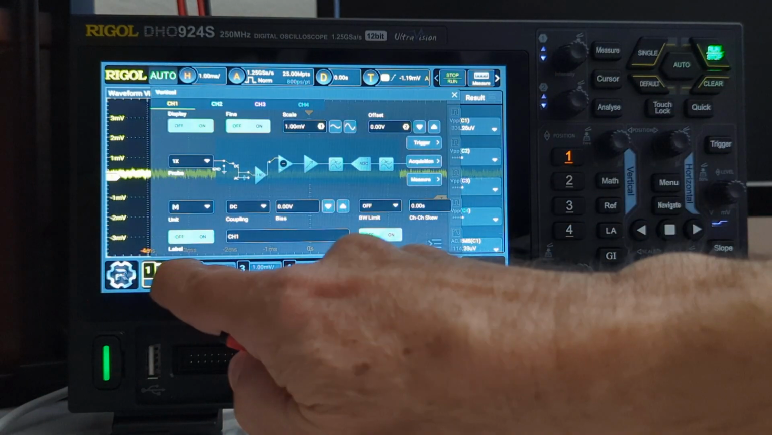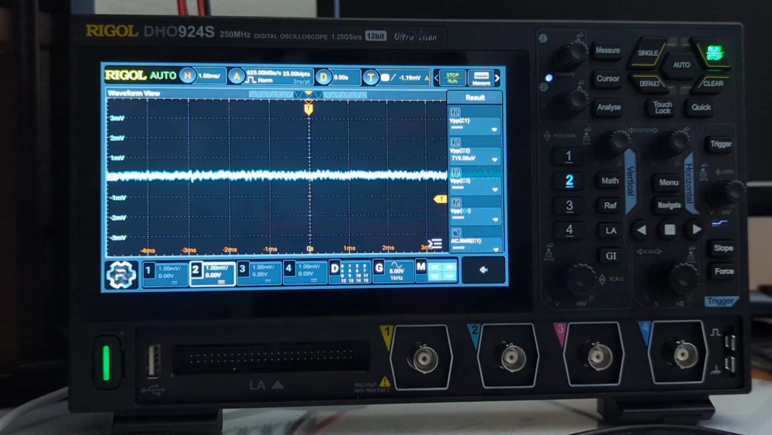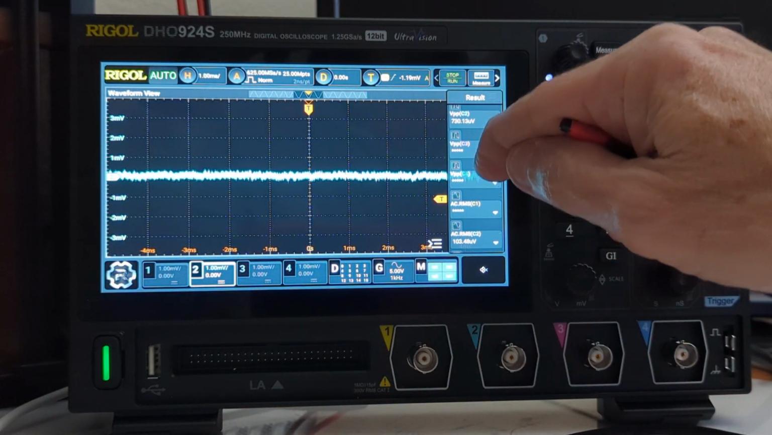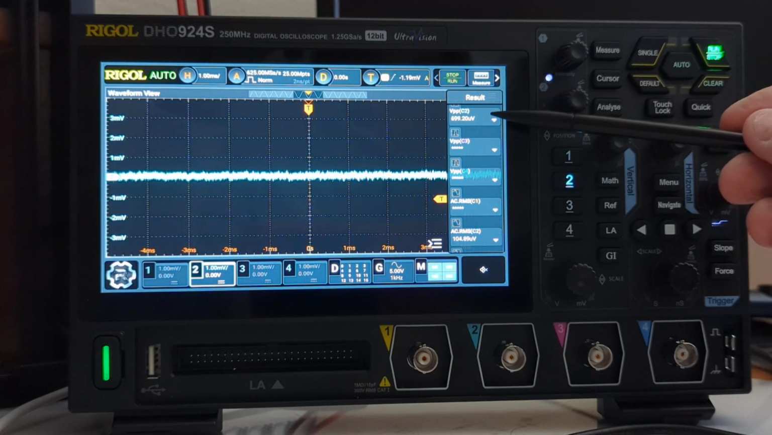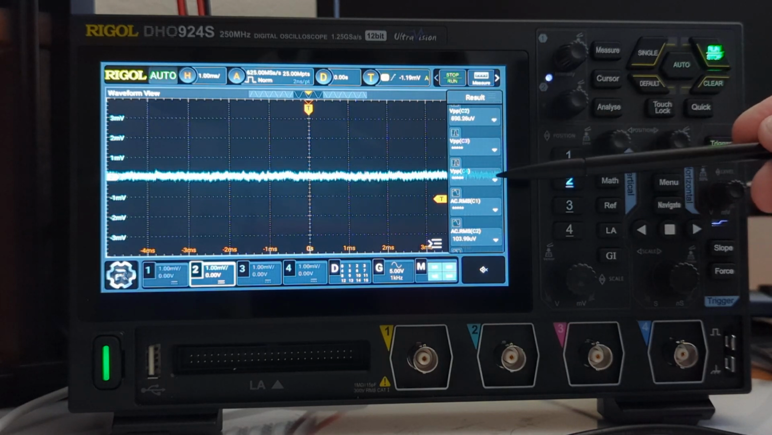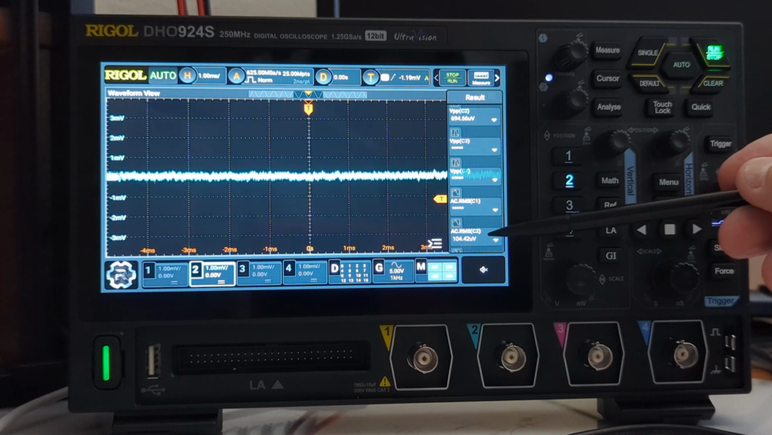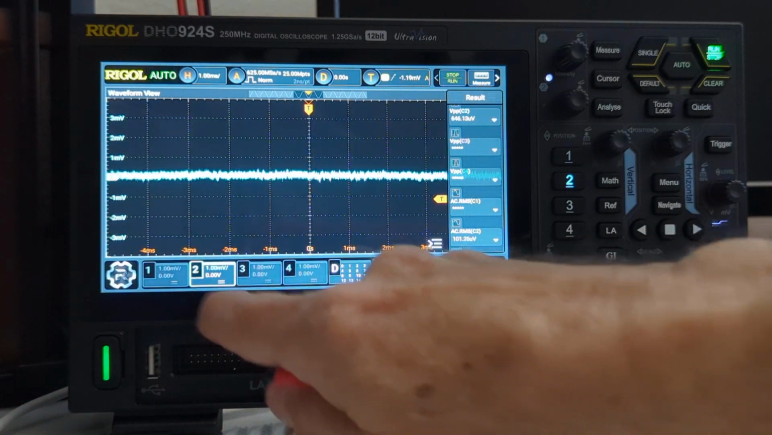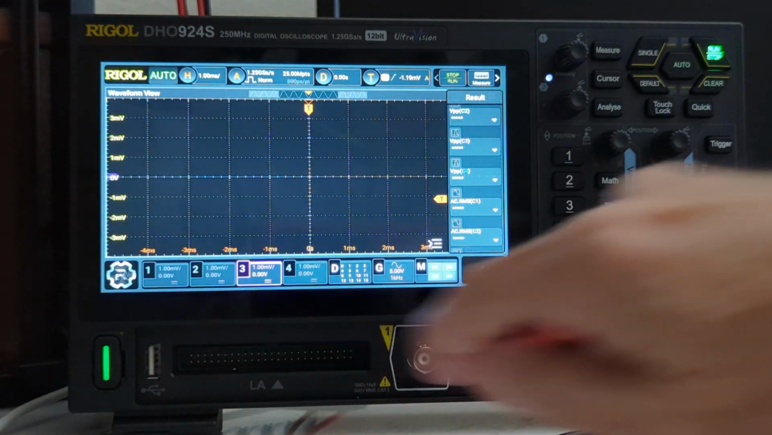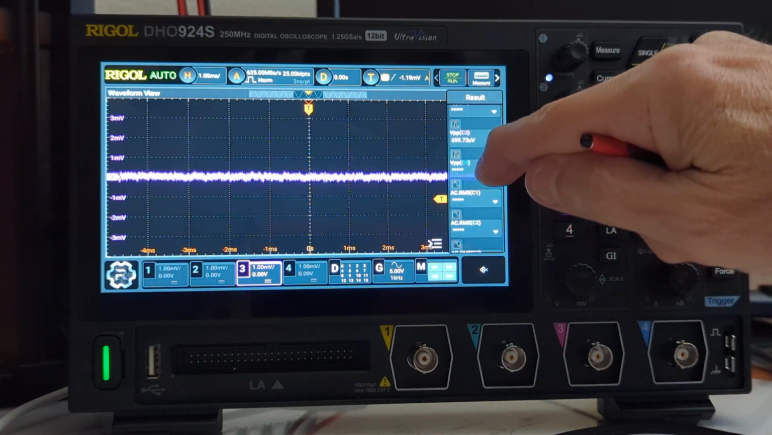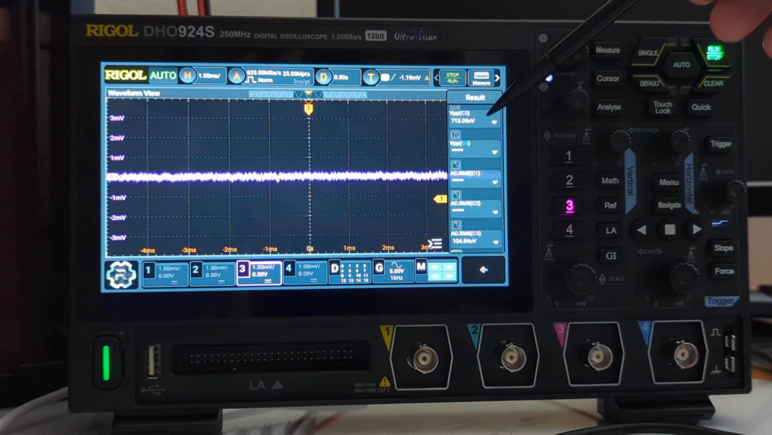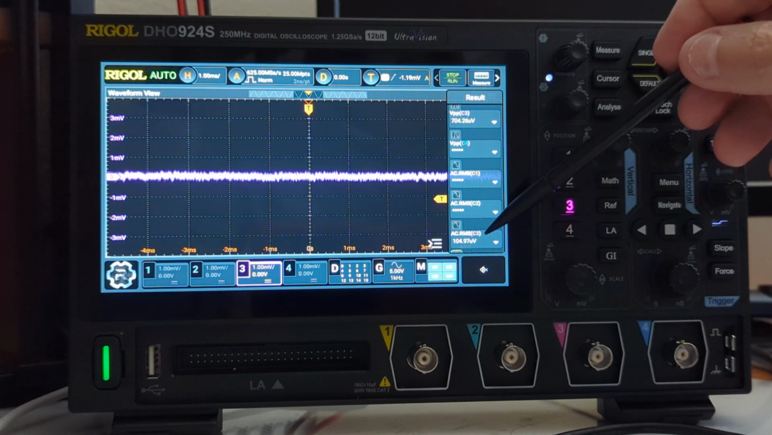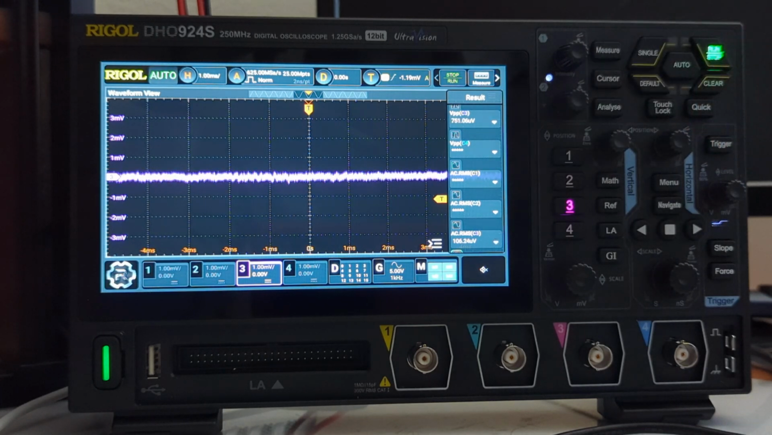Switching to channel 2. We're seeing about 700 microvolts and about 102 microvolts AC RMS. You can see here the samples are 625 million samples per second. Switching to channel 3. We're at 700 microvolts peak to peak and AC RMS of about 105 microvolts.